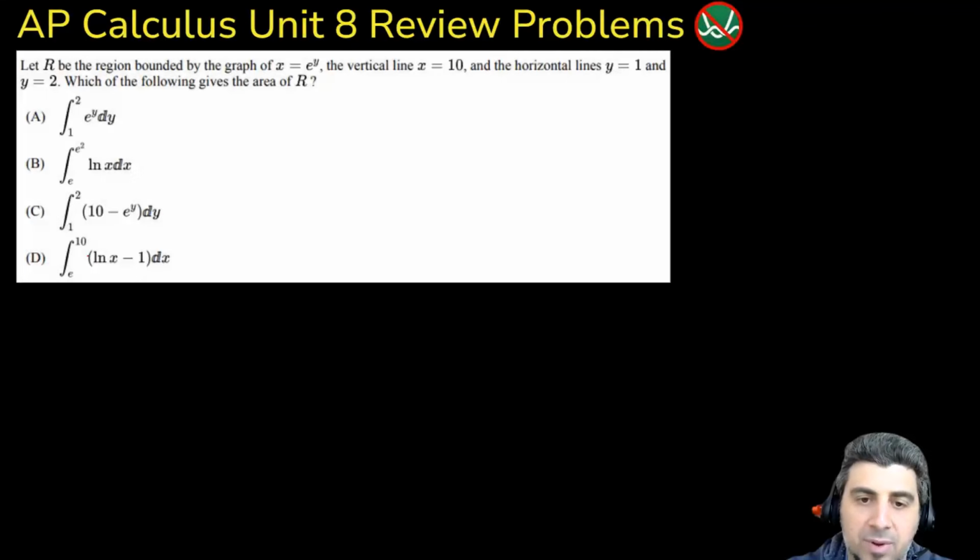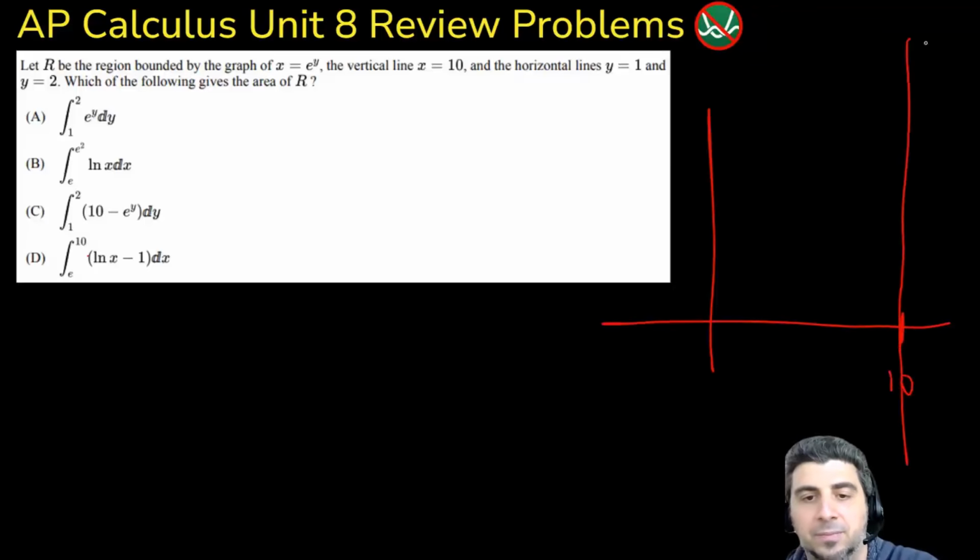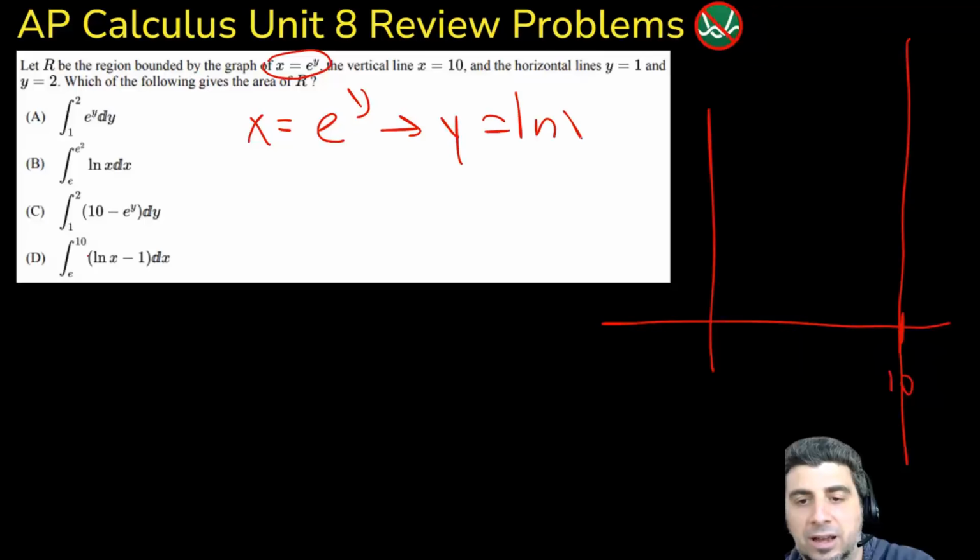Here's our next one. Let R be the region bounded by the graph of x equals e to the y, the vertical line x equals 10, and the horizontal lines y equals 1 and y equals 2. Which of the following gives the area of R? This is where having a little bit of understanding of graphs comes into play. So if I have the vertical line x equals 10, and x equals e to the y, then that means that y equals natural log x.